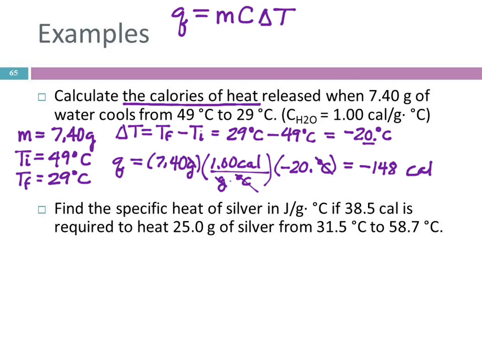It's got 2. Remember, we looked at the result of this, and I put that decimal point there because that is a significant digit. So this is 2. So then this should have 2 significant figures. So you could say this is minus 150 calories, or a better answer would be minus 1.5 times 10 to the 2 calories.